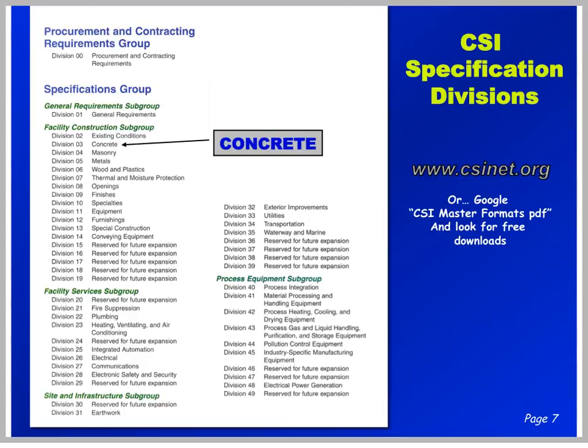Also notice that they've grouped these things in what they call subgroups. The first subgroup being general conditions, the second subgroup being the construction subgroup, services subgroup, infrastructure subgroup, and equipment subgroup. For additional information, go to csinet.org, or my best suggestion is to simply Google CSI format in a PDF form and see what it brings up. They'll bring up actually quite a few pieces of information that I could not include in here.